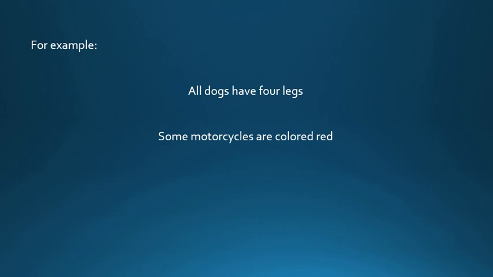Next one, some motorcycles are colored red, or just some motorcycles are red. This is true if there's at least one motorcycle out there that is colored red. Again, do we know every motorcycle in the world? No, but I know of someone personally who does have a red motorcycle. So there is at least one motorcycle out there that is colored red. Therefore, this is a true quantified statement.